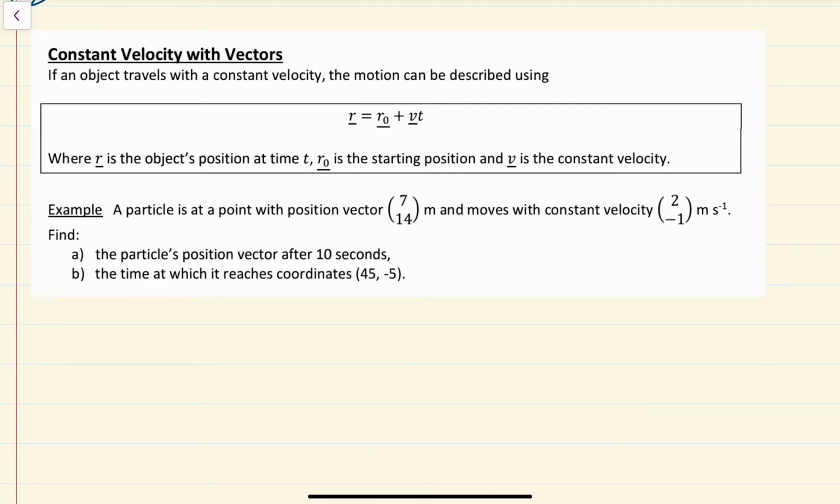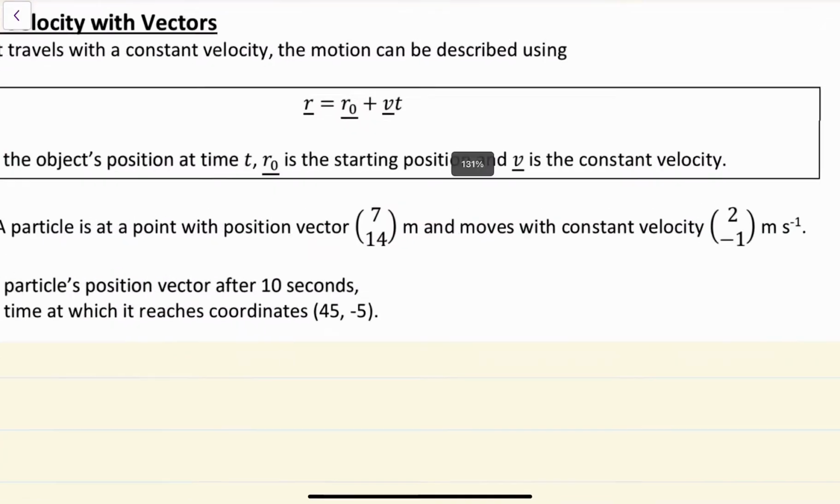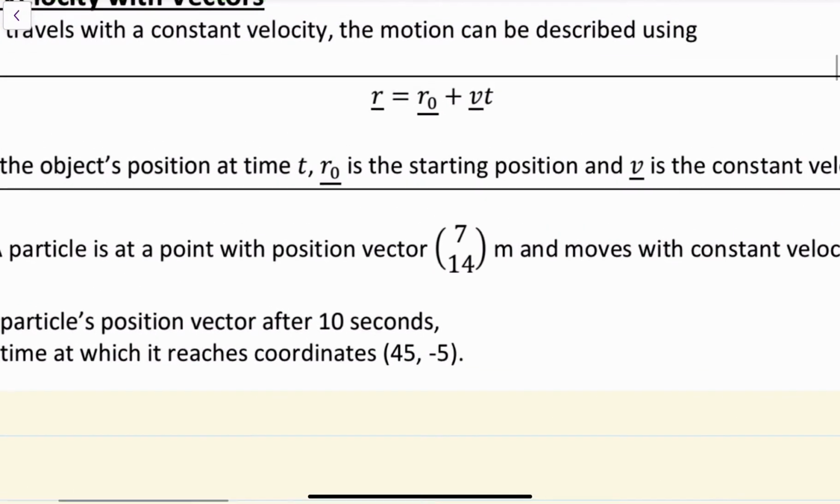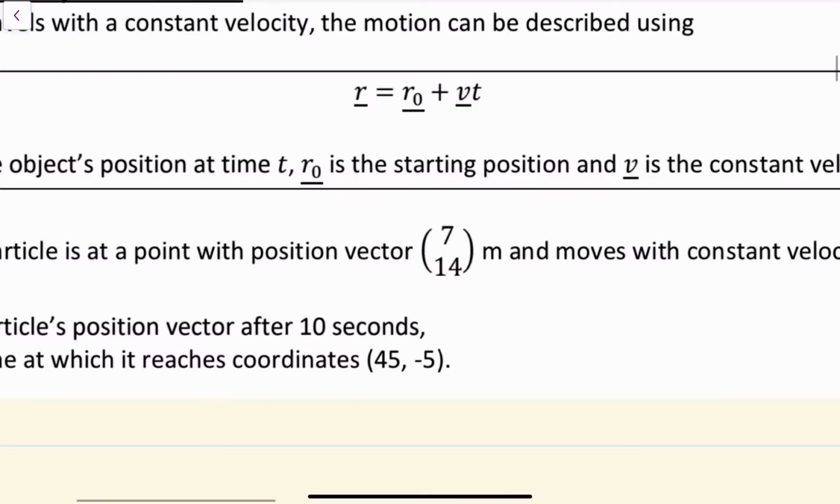We're going to look now at constant velocity with vectors. So it says here, if an object travels with a constant velocity, the motion can be described using r is equal to r0 plus vt. Now what is this talking about here? So your r is your final position vector, which equals your initial position vector plus vt.